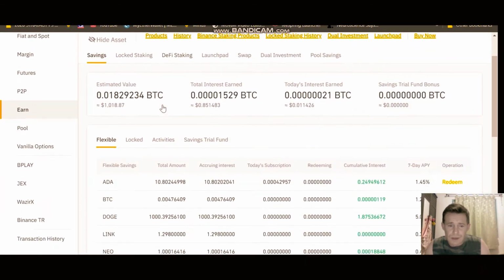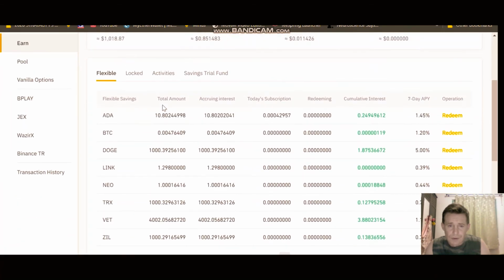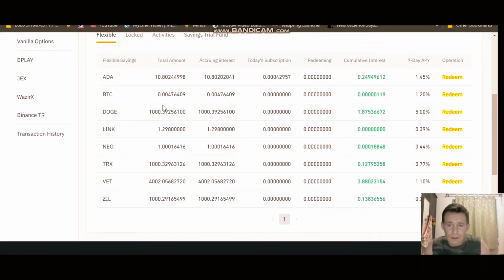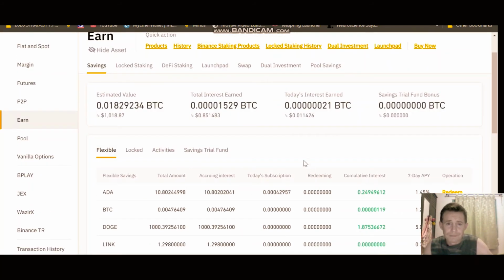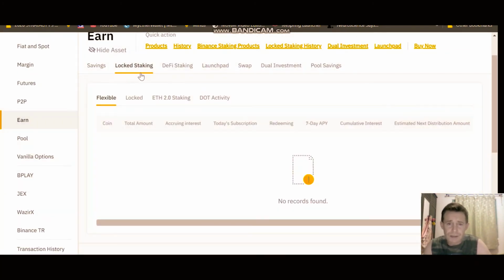This is ridiculous. So there, just let you have a look at that there. One Neo, you know, 5% APY on Doge, which is pretty good. 1.1% on VChain, which is very good. So like 0.3. And they kind of lock staking.